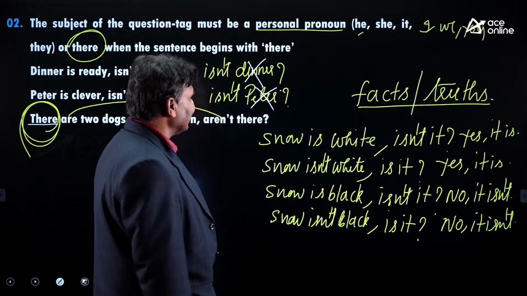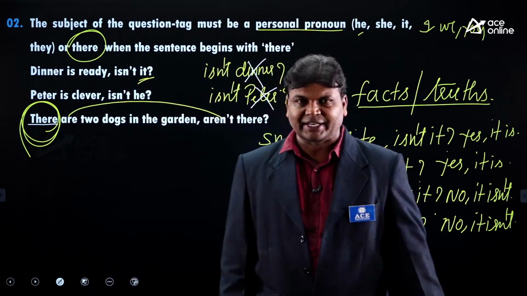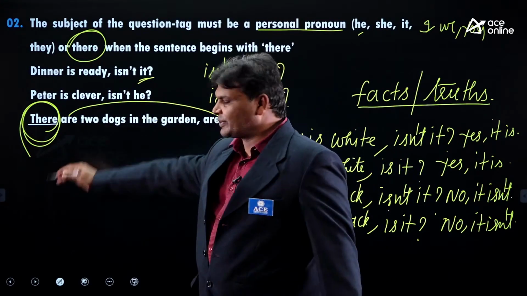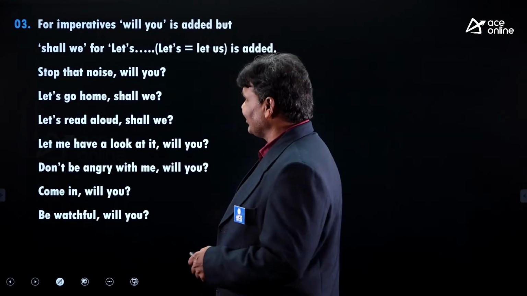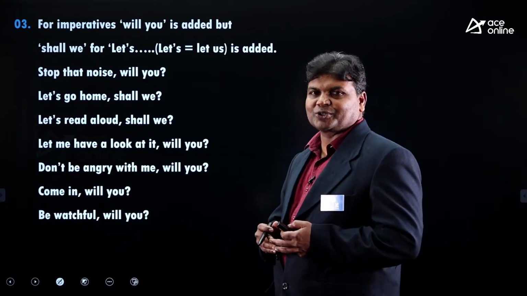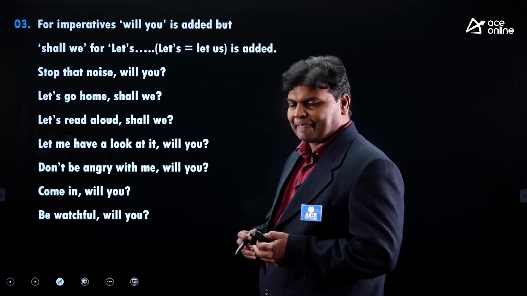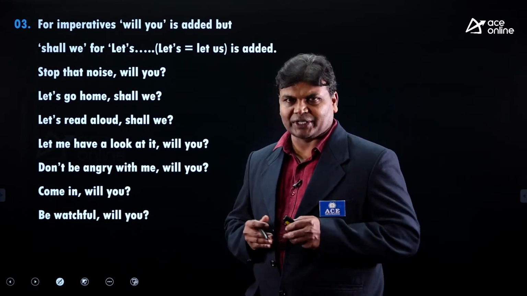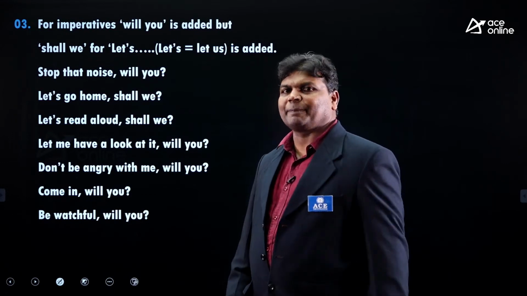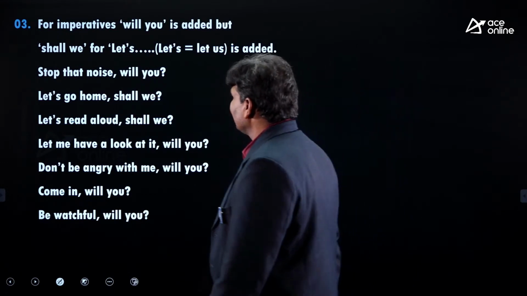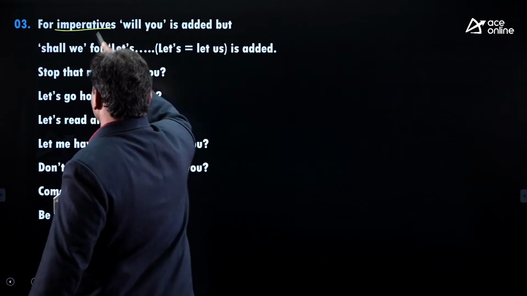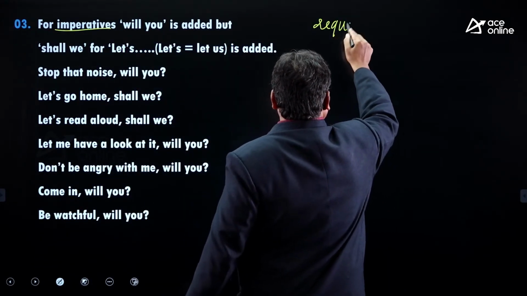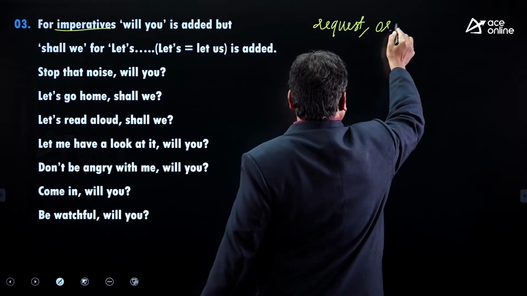So anyway, in addition to highlighting other question tags, I have just introduced them, so personal pronouns and one of the words is there. Here we go. Now we are coming to imperative sentences. In my teaching of direct and indirect speech I have taught imperatives. Active and passive voice, I have taught imperatives. So what did you understand by imperative, students? Generally they are requests, or sometimes they express orders.